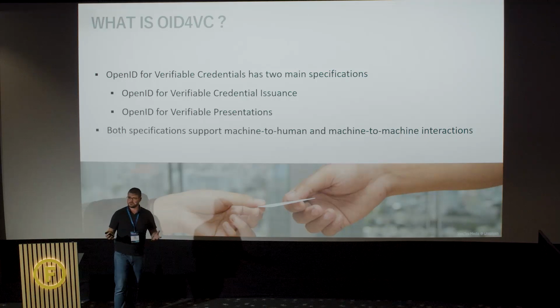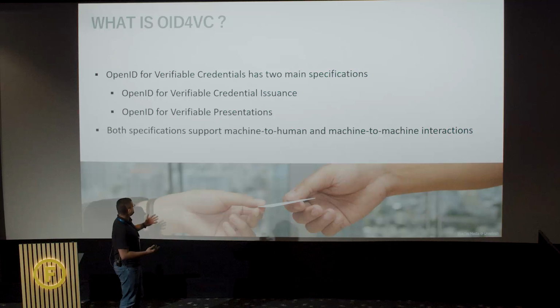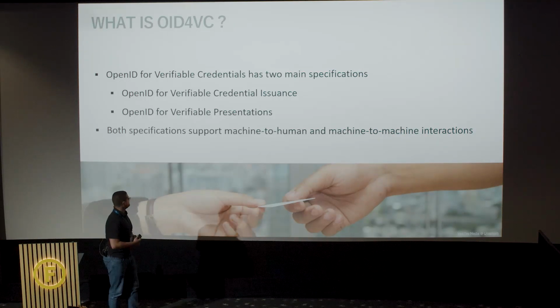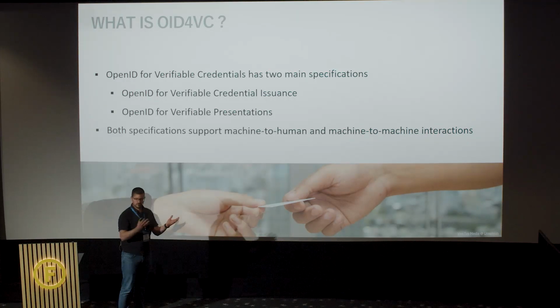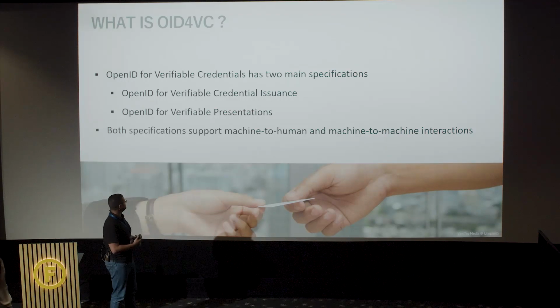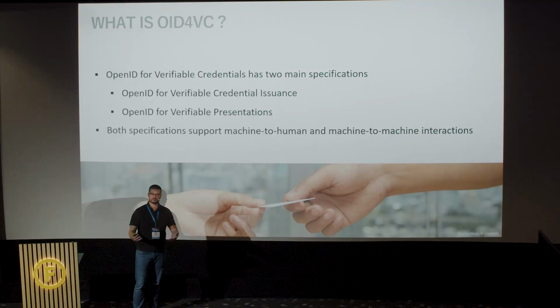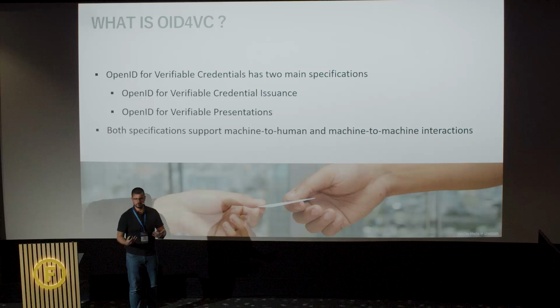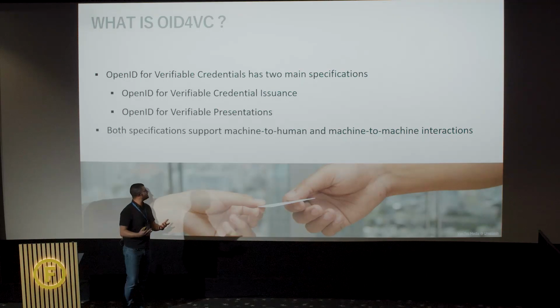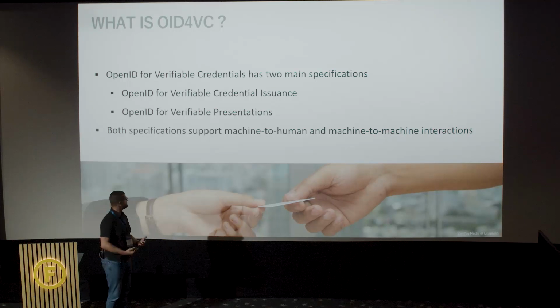So I was saying it was an umbrella specification. Why did I call it like that? Because it has two main specifications within the umbrella specification. You've got one that's for verifiable credential issuance, and one that is for verifiable presentations. As you probably understood, one is to collect credentials from an issuer, and the other one is to present the credentials that you have in your wallet.